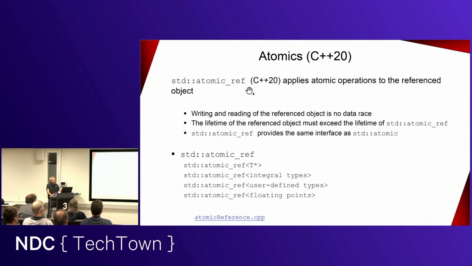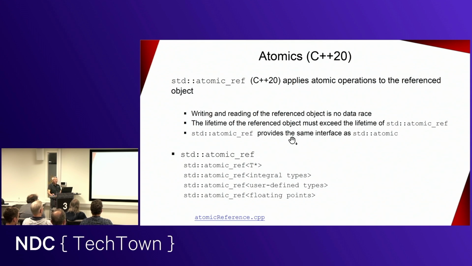Okay, we also have atomic ref in C++20. Here, the referenced variable is atomic. We have essentially the same specializations as for std::atomic, except the smart pointers. This means reading and writing of the referenced object is no data race. This is the key point here. As always, the lifetime of the referenced object must exceed the lifetime of the std::atomic_ref.